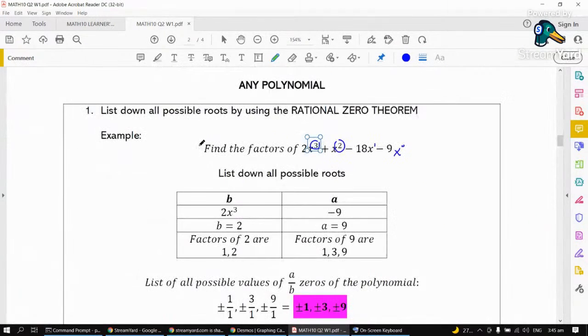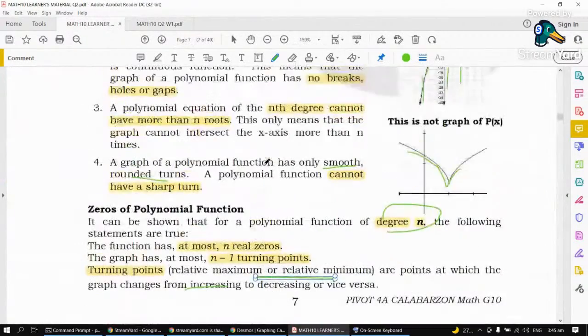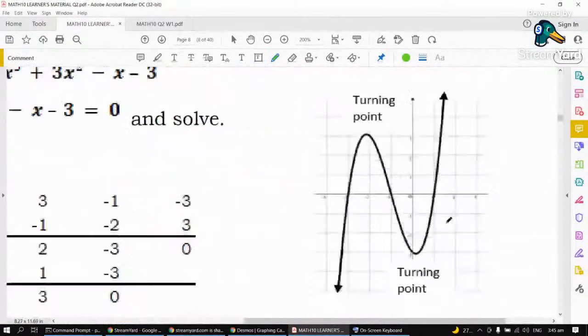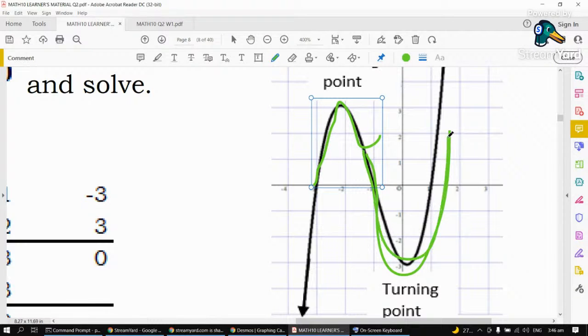So, ano ba ibig sabihin nun? Ito yung mga turning point. Ito, umakyat to. And then, biglang na-reach niya yung turning point, bababa siya. Upper point. Then, na-reach yung sa baba. Yung next sa ilalim. And then, bababa. And then, paakyat.